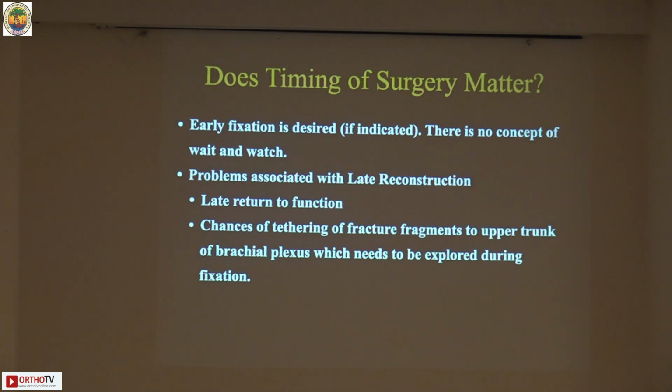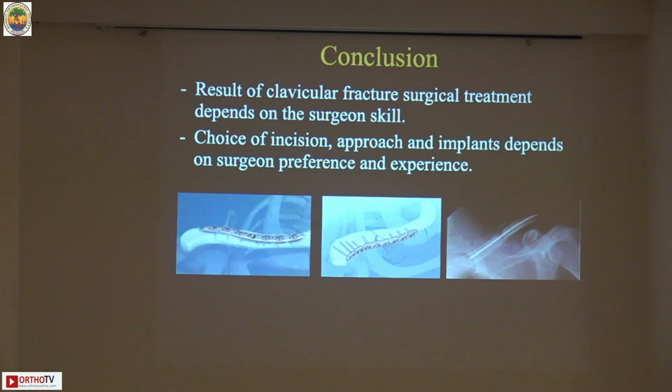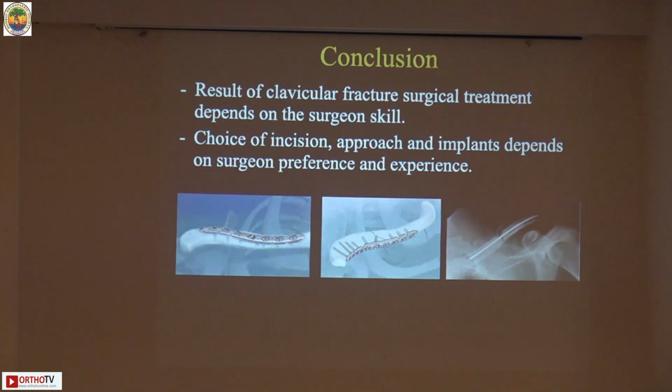Early fixation is desired if indicated. There is no concept of wait and watch. There are chances of tethering of the fracture fragment to the upper trunk of the brachial plexus, which needs to be explored during fixation, or there may be late return of function if associated with late reconstruction at 3, 4, 5 weeks. For results of clavicle fractures, surgical treatment depends on the surgeon's skill; choice of incision, approach and implants depends on surgeon preference and experience.